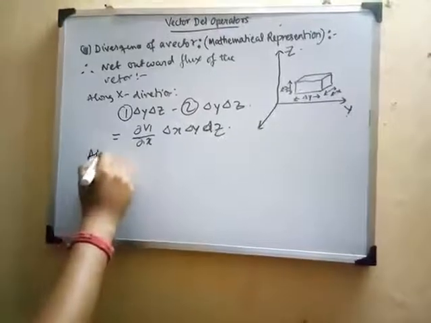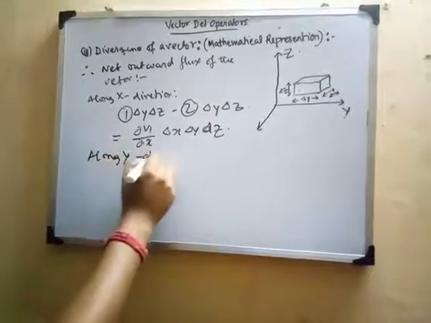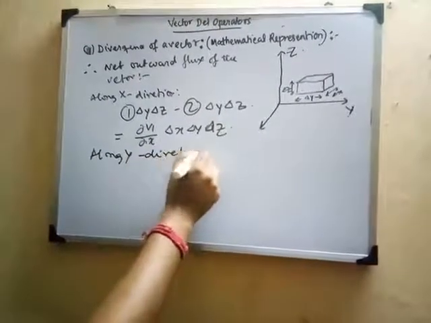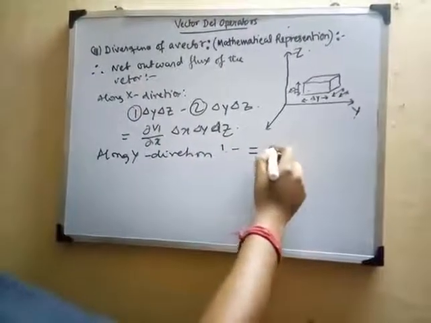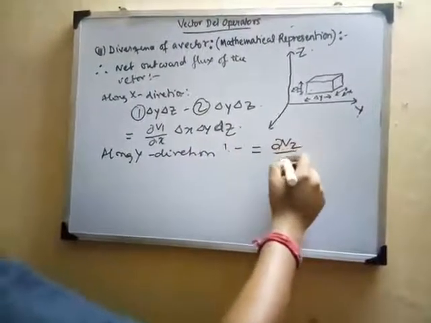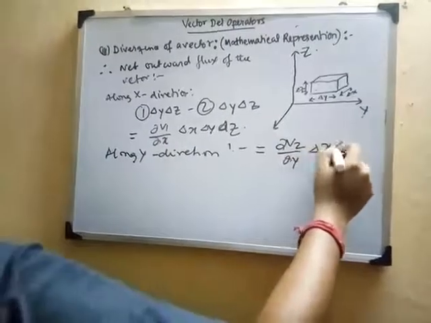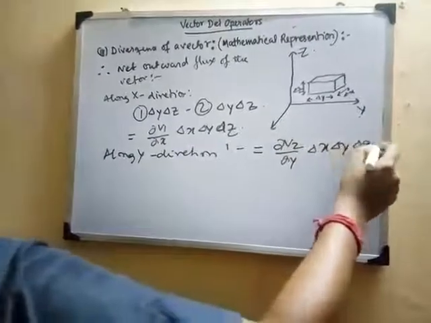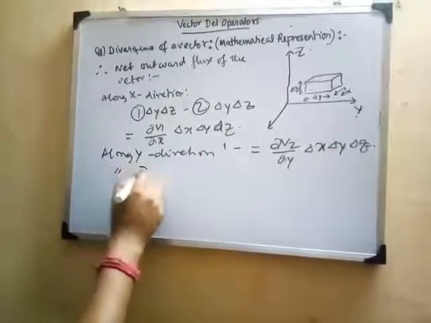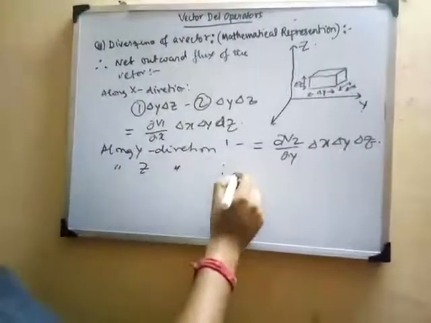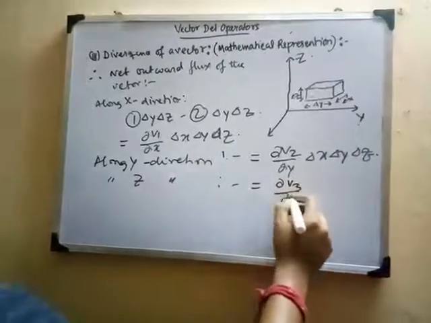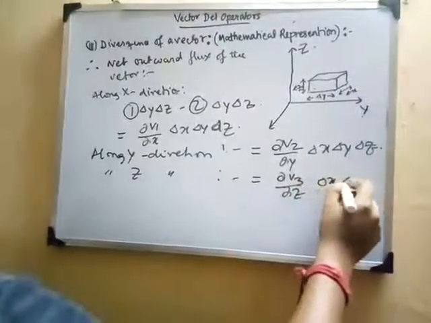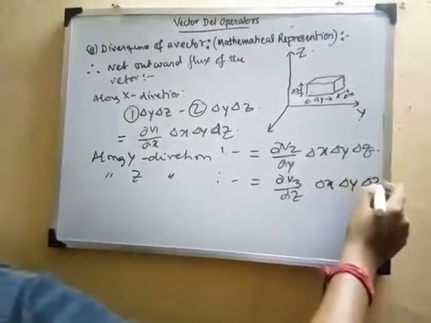Total outward flux along the y direction we can also find out, and by the similar method it will come as del v2 del y del x del y del z. Similarly along the z direction we can find out, this will be equal to del v3 del z del x del y del z.